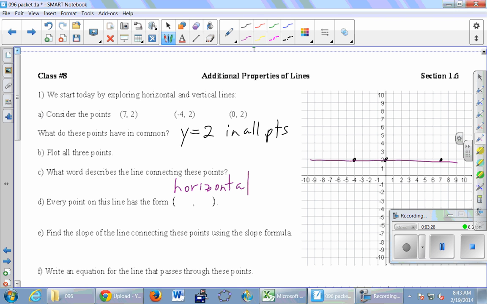The y was 2. So would you agree that every point on this line, like any point you pick out there, 100 miles to the right, the y is definitely going to be 2, right? All those points are 2 units right above the x-axis. So it's definitely a 2 there. And I'll just put a generic x in the first slot. It could be anything, but it's definitely a 2 for the y.